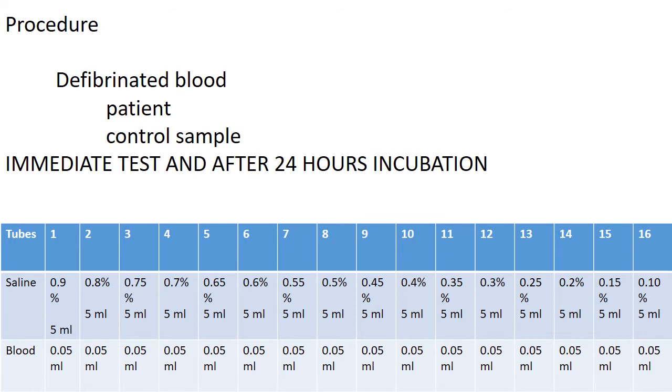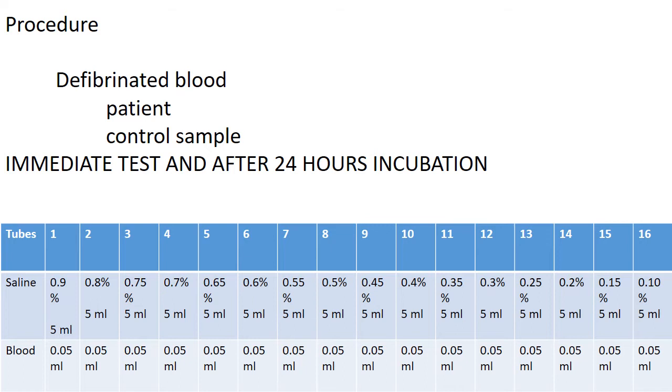Next, the procedure. For the procedure, we have to prepare, as already told, defibrinated blood: defibrinated blood from the patient sample and defibrinated blood from the control sample. Do not use EDTA or citrate anticoagulated samples.